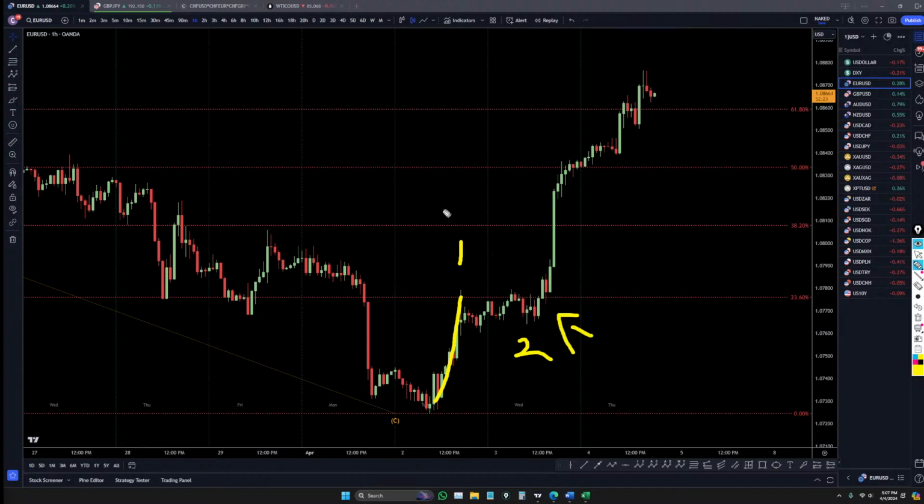To tell you the truth, I thought this was going to be an A, a B, and I thought it was going to go up to like right here and then end up continuing down like that, and it was going to be an ABC correction. So that's why I didn't catch a good portion of this move up.